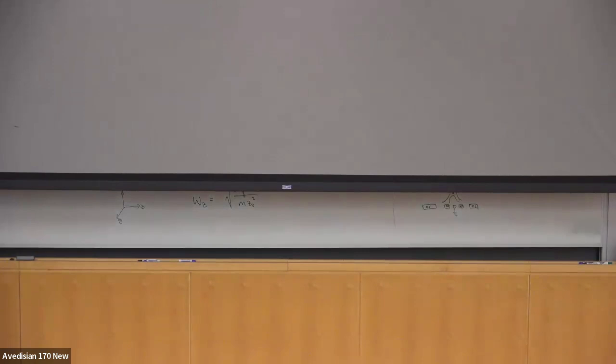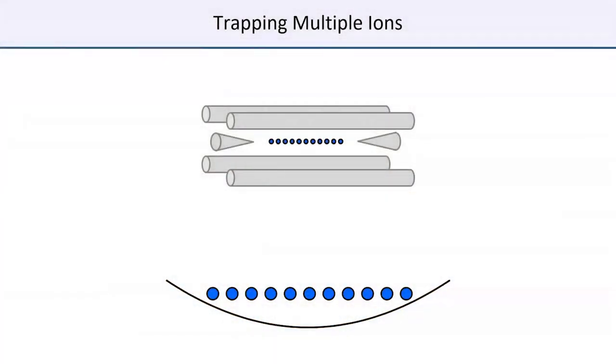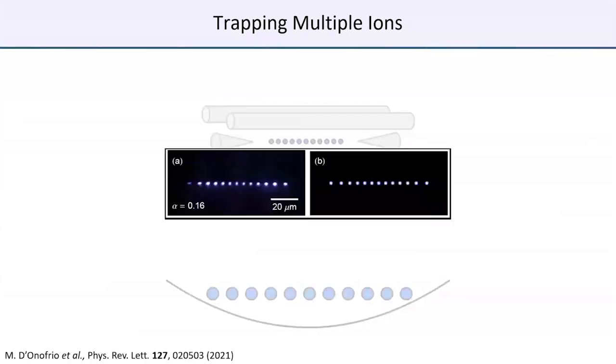All right, so what I have here is a cartoon picture of the trap that I've drawn on the board: a whole bunch of ions in one dimension, which you should imagine sitting in a global harmonic potential along the z direction. This is the PowerPoint drawing of it. This is what they really look like. On the left is a camera image of, I think, 13 trapped ions all in a one-dimensional line. On the right is a simulation of where you expect the ion positions to be, just based on this balance of forces. This is all very classical and very straightforward to calculate.